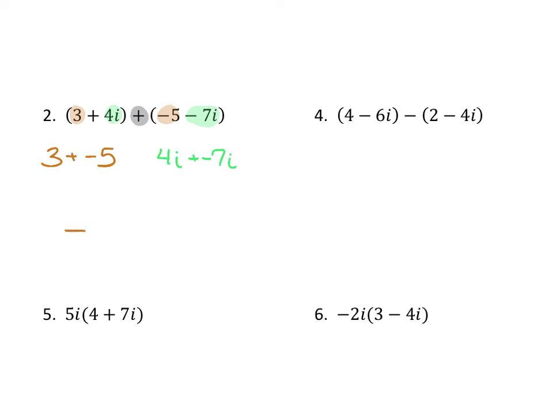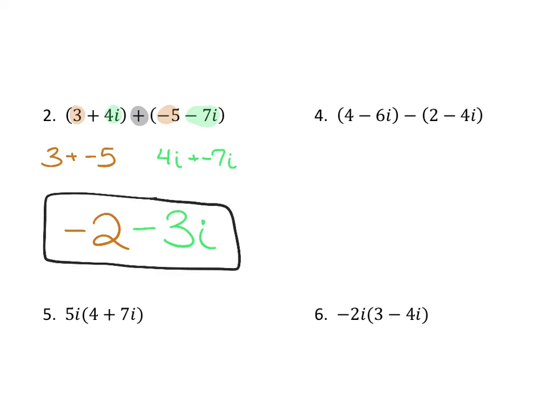This would mean I end up with negative 2 and then plus negative 3i, which I'm just going to write as minus 3i. If you wrote plus negative 3i, that's still technically correct. I would prefer one symbol, but it's not wrong. Why is it minus? Because 3 plus negative 5 is negative 2, and 4i plus negative 7i is negative 3i. I just put the real part and the imaginary part together to make my complex number.